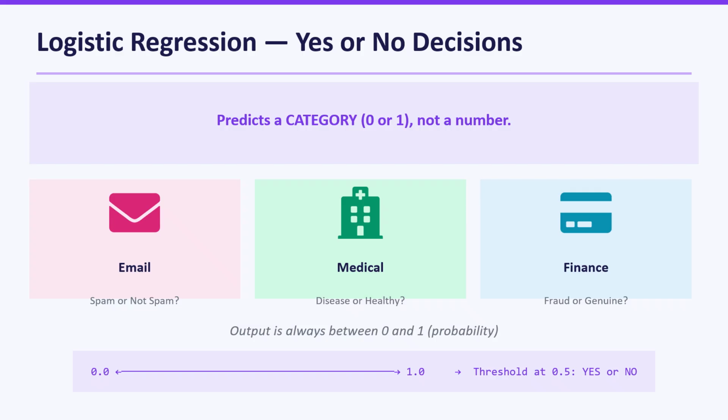Here's how it works. It calculates the probability of something being true. If it says there's a 90% chance this email is spam, above our threshold of 50%, we classify it as spam. If the probability is 20%, below 50%, it's not spam. So the output is always between 0 and 1, and we use a threshold to make the final decision. Simple, fast, and surprisingly effective for binary classification problems.